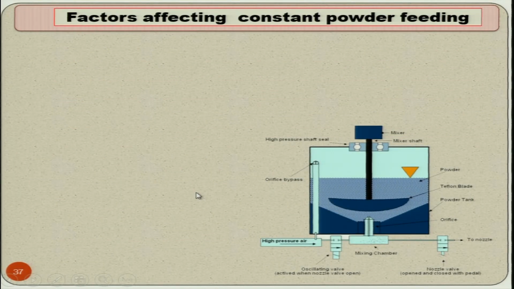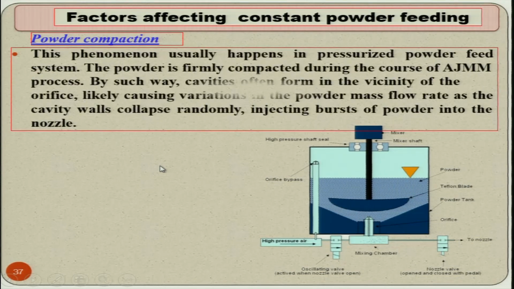Now, factors affecting constant powder feeding: powder compaction. This phenomenon usually happens in pressurized powder feed system. The powder is firmly compacted during the course of abrasive jet micromachining process. In such a way, cavities often form in the vicinity of the orifice, likely causing variations in the powder mass flow rate as the cavity walls collapse, randomly injecting bursts of powder into the nozzle.